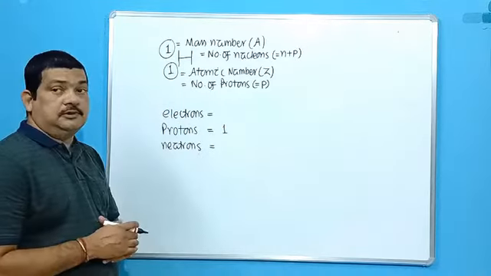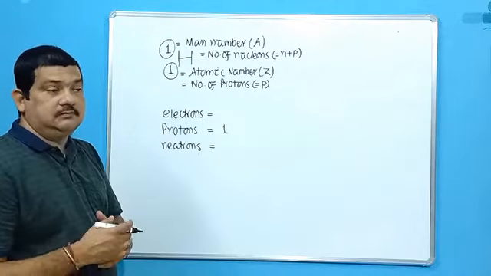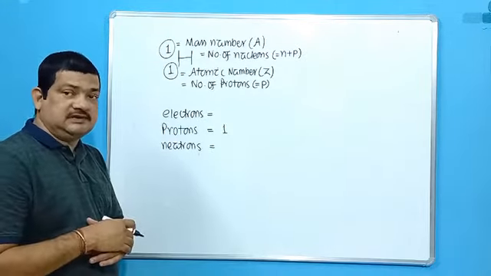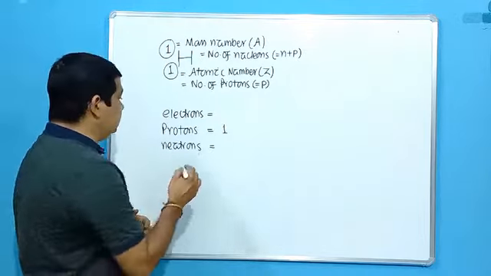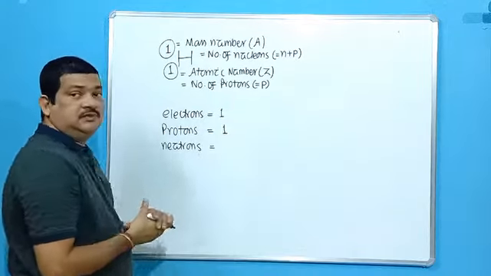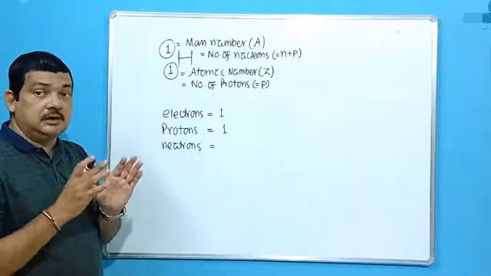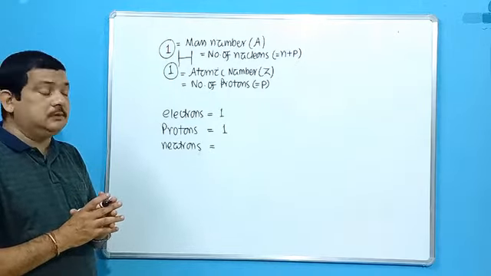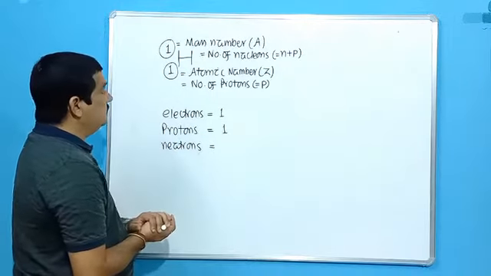You know proton is a positively charged subatomic particle. That means for a neutral atom, the positive charge should be equal to the negative charge. So the number of positive charges should be equal to the number of negative charges. That means the number of protons should be equal to the number of electrons for a neutral atom, because on the whole the atom is electrically neutral. Then how to find out the number of neutrons?